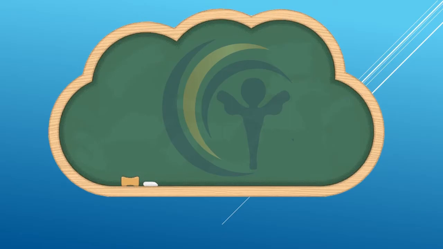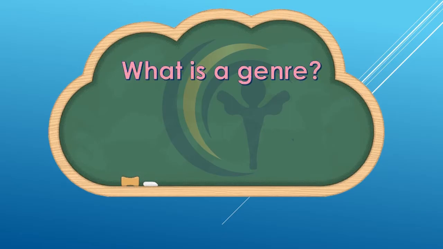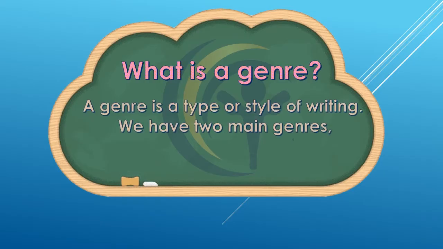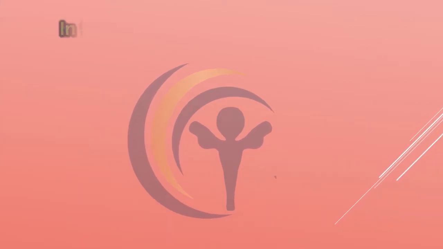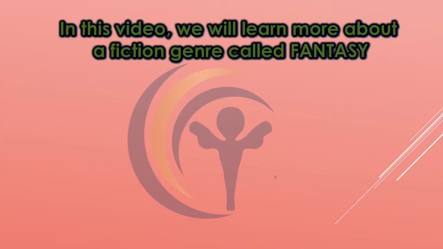So, to start and learn, we need to remember what a genre is. A genre is a type or style of writing. We have two main genres, fiction and non-fiction. Fiction stories are imaginary. Non-fiction stories are real. They give us facts and information. In this video, we will learn more about a fiction genre called fantasy.